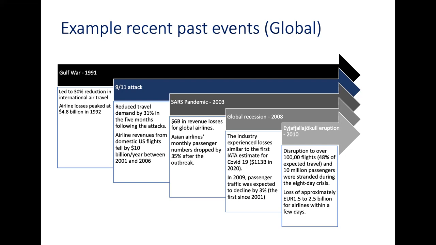It disrupted over, it's actually 10,000 flights, so commas in the wrong place. 48% of expected travel, and 10 million passengers were stranded during an 8-day crisis. Loss of approximately 1.5 to 2.5 billion euros for airlines within a few days. So we have a natural event here, a significant natural event, a financial event, health, terrorist, and a distant war. Not a direct war, a distant war for most airlines.